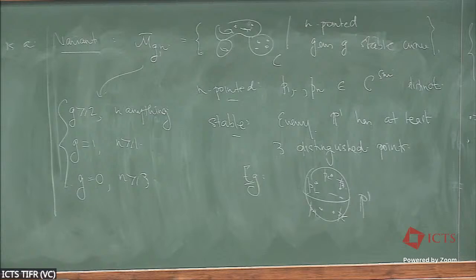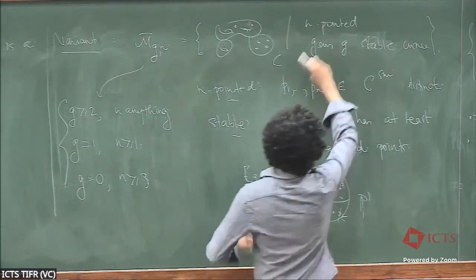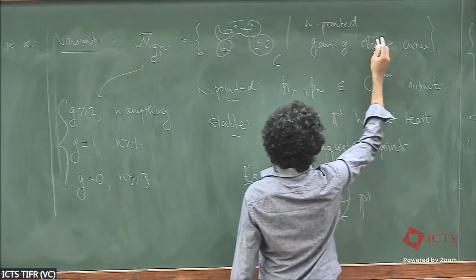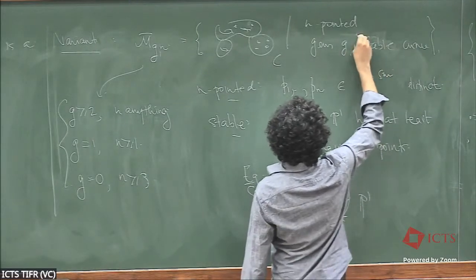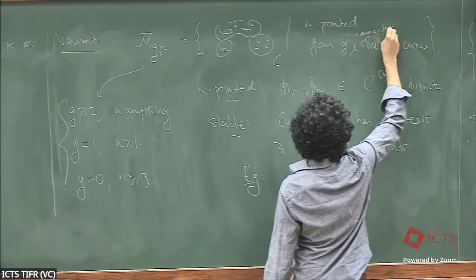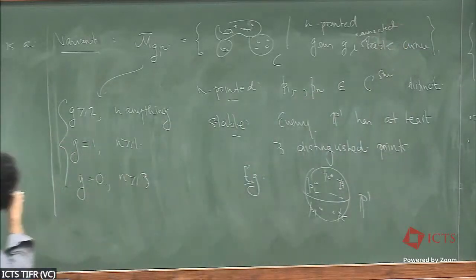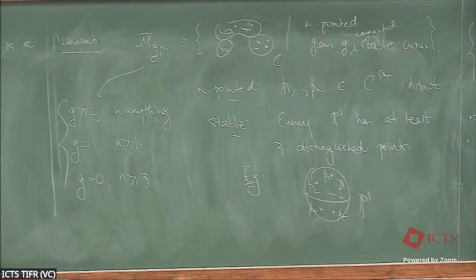The curves are connected, yes, absolutely. So this definition is the same as before. Okay, smooth, n-pointed, stable, connected. I think connected is a prerequisite. N-pointed, stable curve. You could also consider disconnected curves. That's fine, and they will actually come up sometimes.